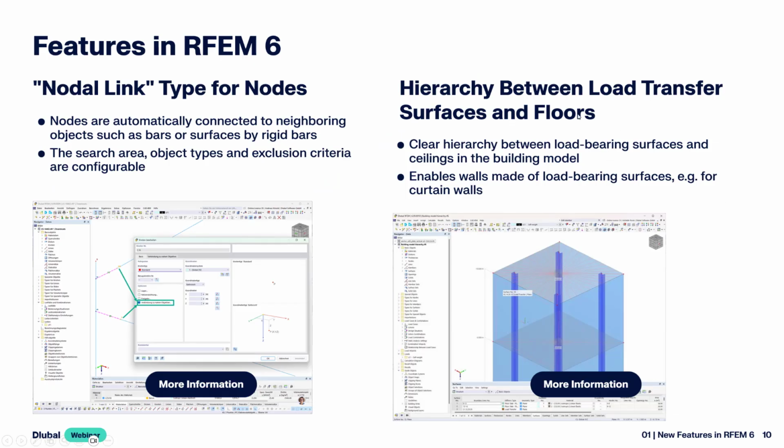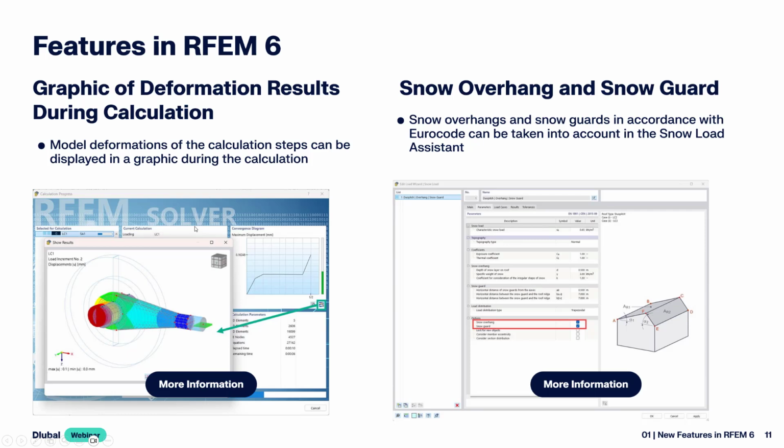Hierarchy between load transfer surfaces and floors. That's, for example, for certain walls usable. Then you can watch the graphic of the deformation results during the calculation with that button here. Snow overhang and snow guard can be taken into account for the Eurocode.